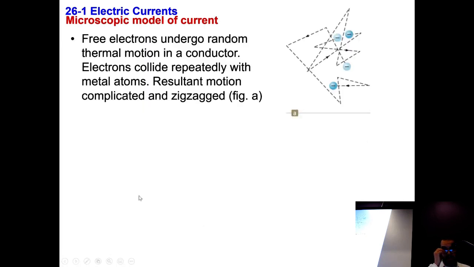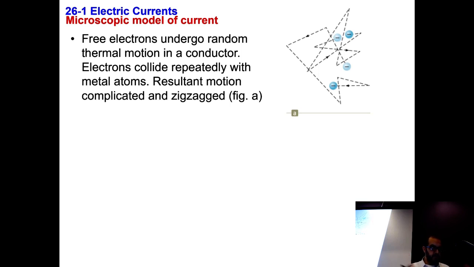All right, let's now try. Probably in high school you did Ohm's law and so on. Let's try to go microscopically into the material, the conductor. The conductor would have atoms and free conduction electrons.